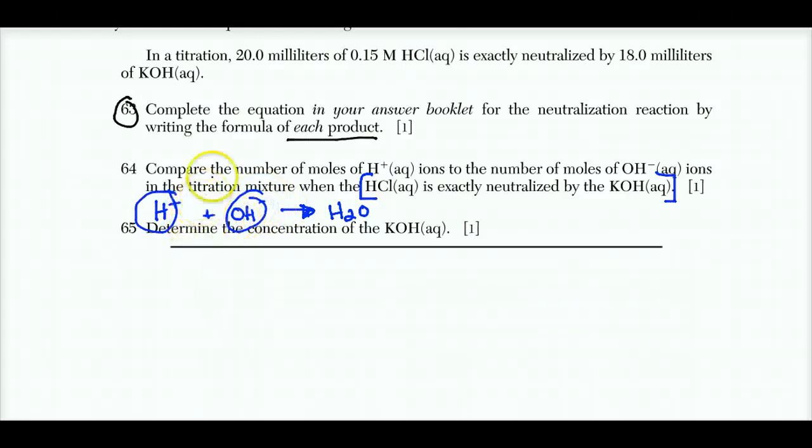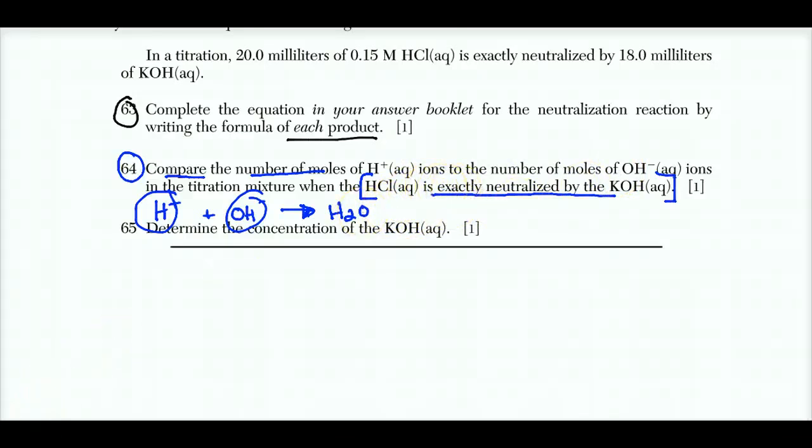So all they're really asking here is that when something is neutralized, what does that mean? It means that the protons equal the hydroxides. And that's it. You look at this question, you might say, well, aren't they asking for exactly how many? They want to compare the number of moles of OH minus ions to the moles of H plus ions. They have to be the same if they're exactly neutralized. That's all they wanted. They didn't ask for the exact numbers.